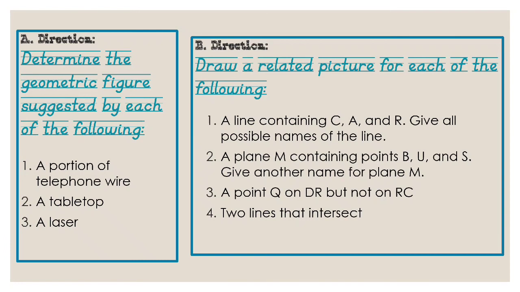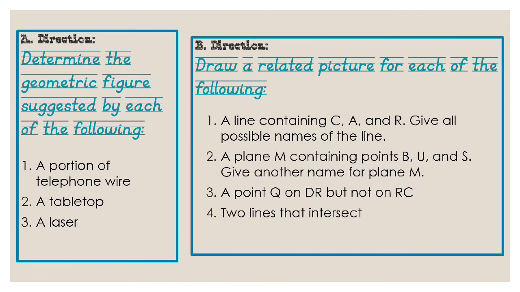For letter A, you're going to determine the geometric figure suggested by each of the following. So you are just going to answer whether it's a point, a line, or a plane. So for number 1, a portion of telephone wire. Number 2, a tabletop. Number 3, a laser. Okay? If you have answered all those 3 items, let us move on with this second task, which is to draw a related picture for each of the following.